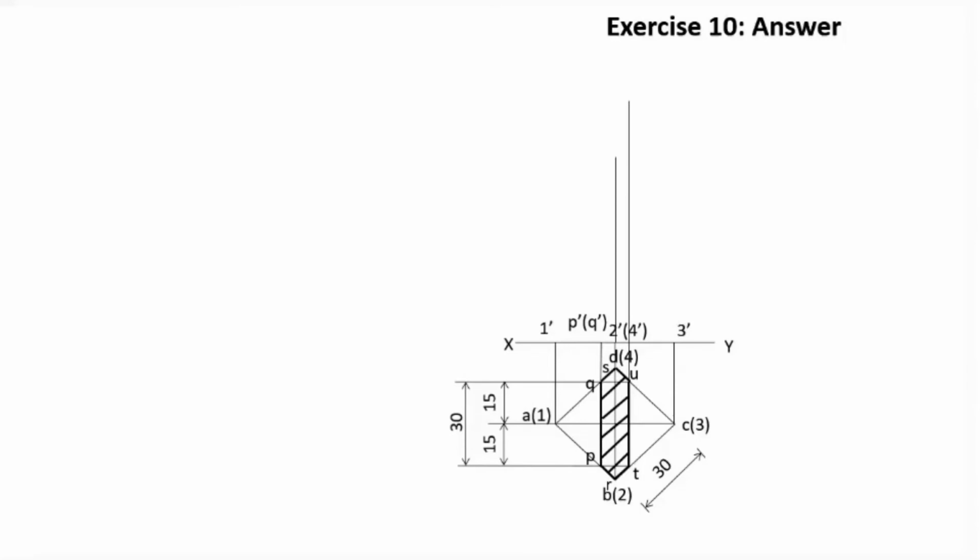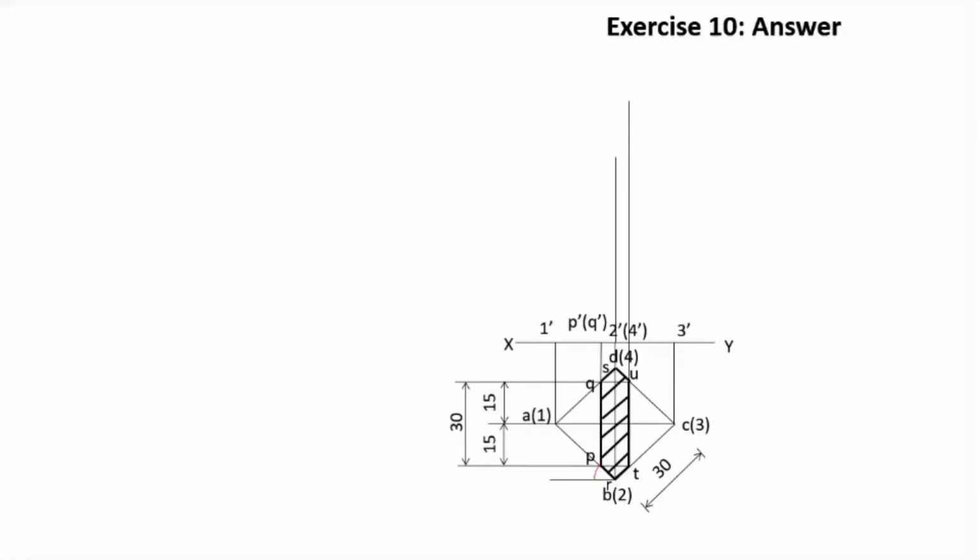We draw a horizontal line through R, then rotate the length PR with R as center and RP as radius. We draw an arc to here. What we are actually doing is finding out the true length of PR. We know that the true length of PR is 40 millimeter.